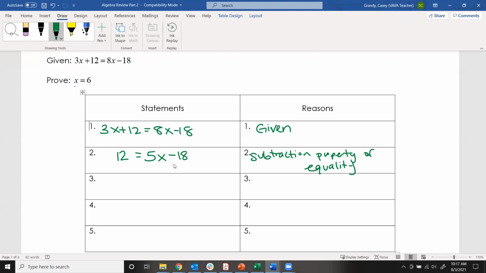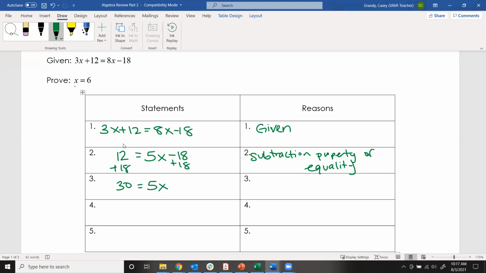Now I've got to get rid of this negative 18 because I want the x's to be by themselves. So let's add an 18 to both sides. When I add an 18 to the left side, I get 30. And when I add an 18 to the right side, that negative 18 will go away. Okay, so I technically did this.